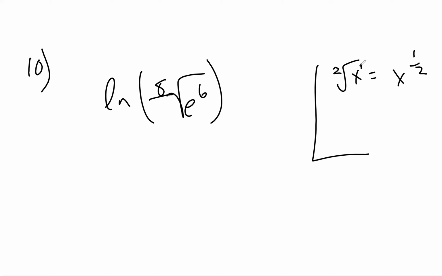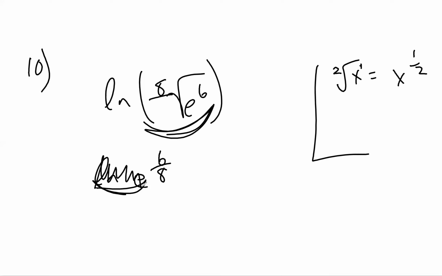And so what I want to do is take this big thing right here and turn it into a fraction. So this is going to become the ln of e to the what? What's going to go on top? 6 over 8. And we know that when we take the ln of e, what happens? You can get rid of the ln and the e. Exactly. The ln of e is actually 1.